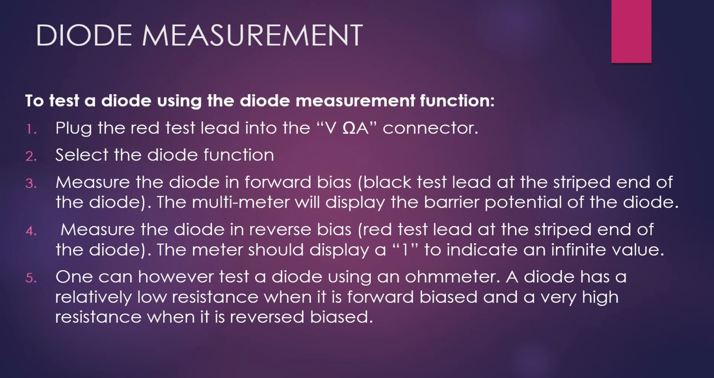Remember, a resistor doesn't have a polarity, but when you are measuring a diode and you play around, you change your polarities, then you will be able to identify your diode, because you'll get two different values when you swap your cables or you swap your leads around.